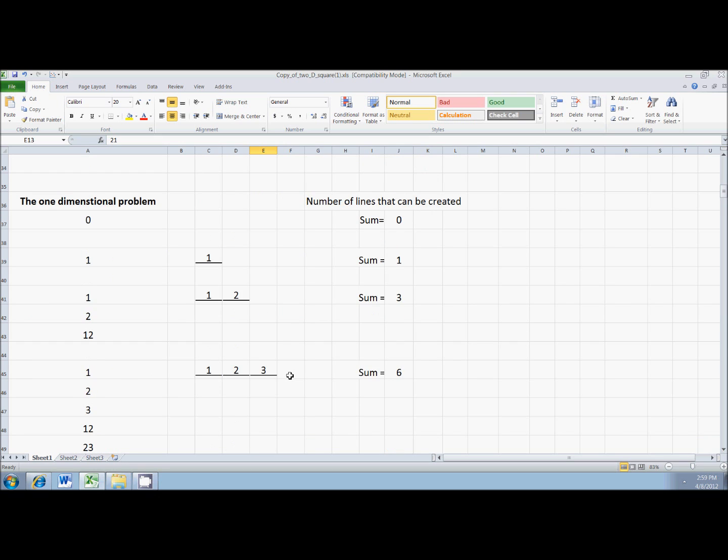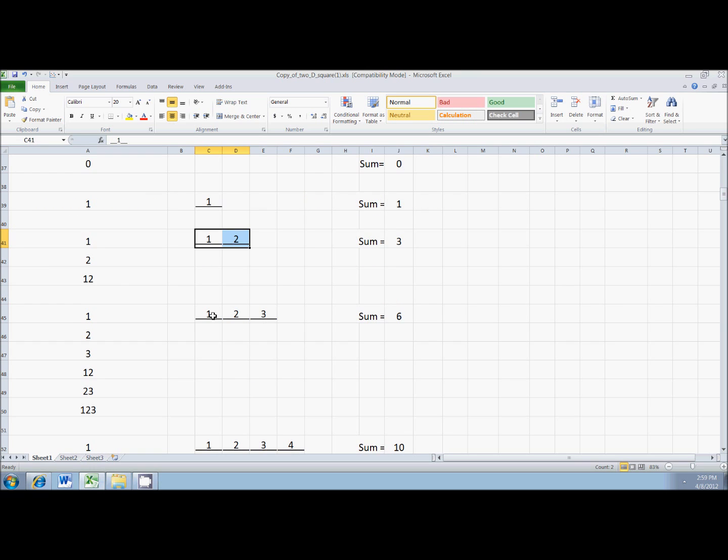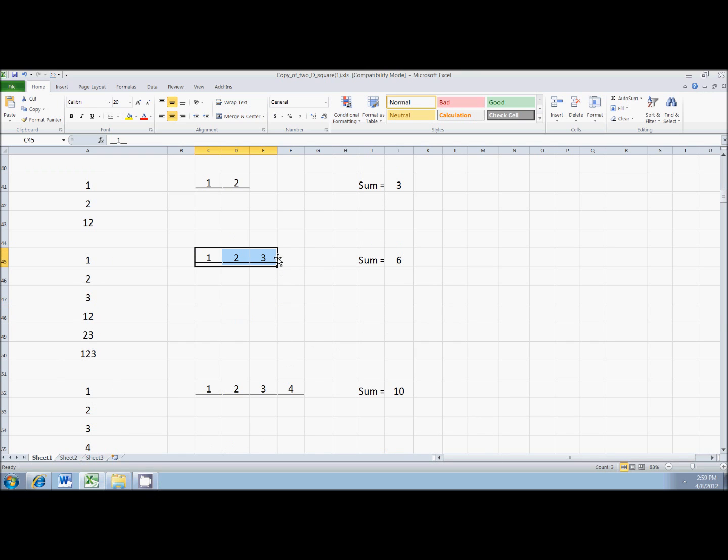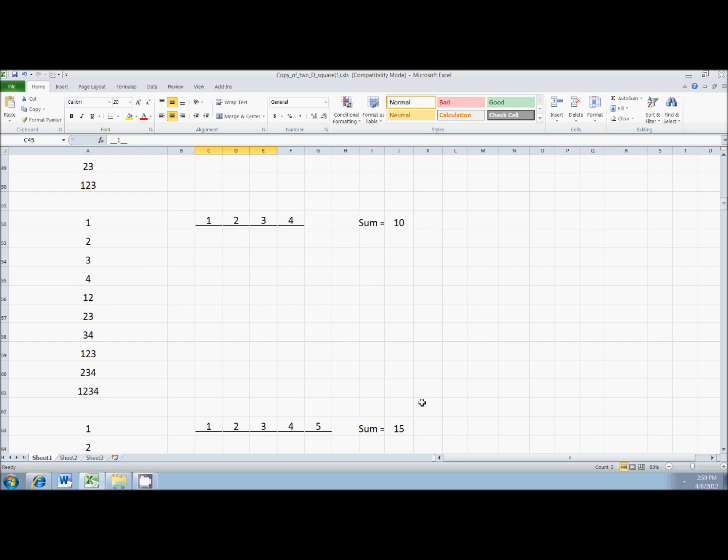So for the one-dimensional problem, if you have an array of 0 segments, you're only going to be able to create 0 lines. If you have an array of 1 segment, you'll create 1 line. If you have an array of 2 segments, you'll create 1, 2, 3 lines. With 3, it's 1, 2, 3, 4, 5, 6. You notice that when you go from 2 to 3, it increases by 3, and when you go from 3 to 4, it increases by 4. All right, here's the 4. You have the individual units, the 2 units, the 3 units, and the 4 unit. That gives you a total of 10, then 15, and so forth.